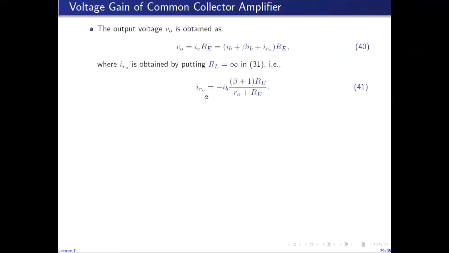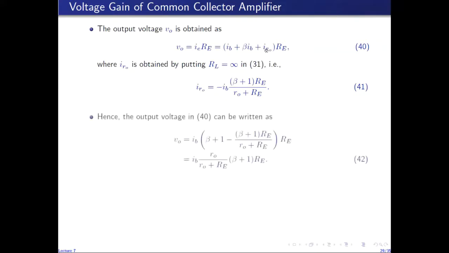I put this IR naught into this expression and take IB out common, because IB is present here and in the expression for IR naught as well. I'm left with beta plus 1 minus this factor. I simplify the terms within the parentheses by taking the LCM, and I get this factor here. So this is the expression for the open circuit output voltage of the common collector amplifier.